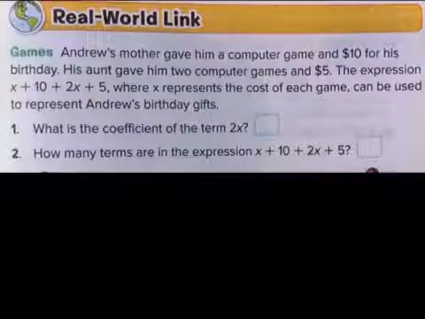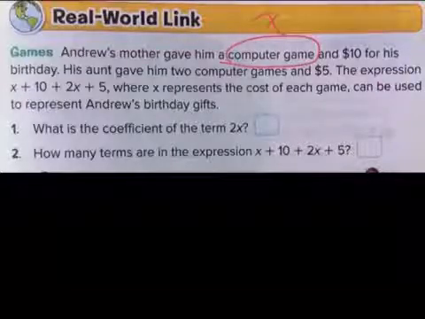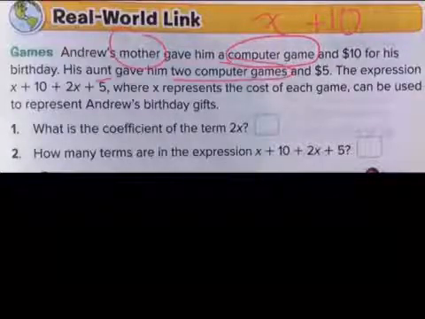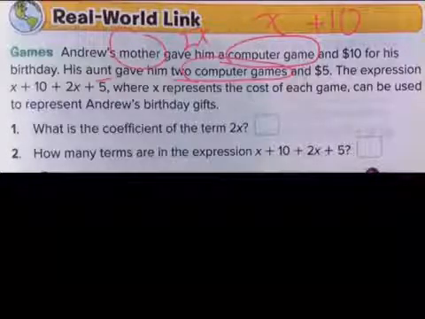And we know that x, because he only got 1 game at first, right? Up here we see that he got a computer game. So that's represented by x, and plus $10. So that's how much he got from his mother. And then his aunt gave him 2 computer games. So that one's represented with 2x, and $5. And you can see it all there.